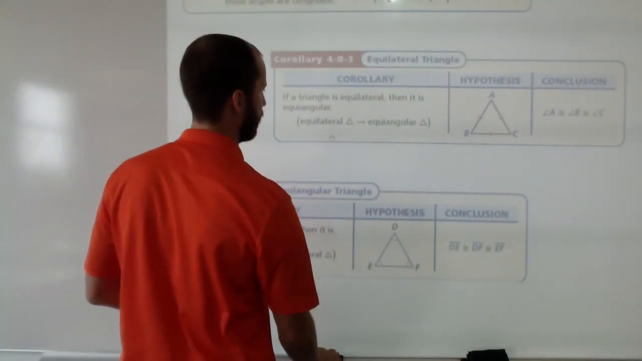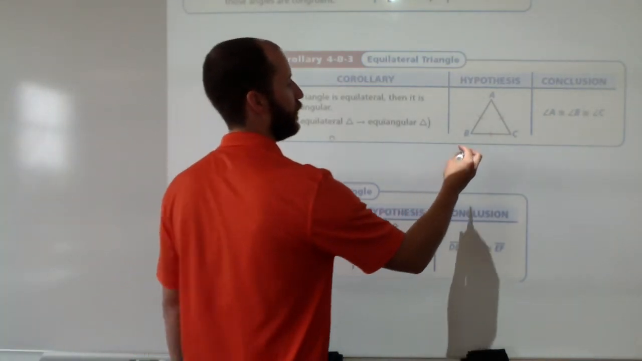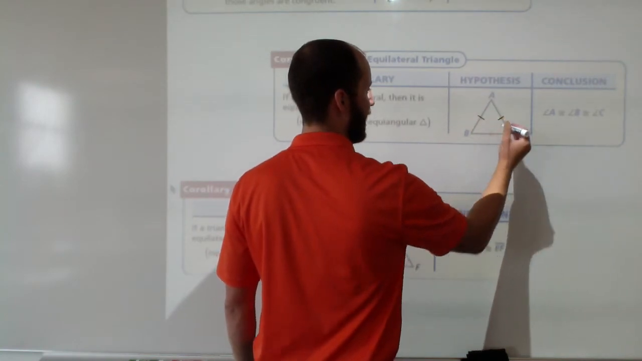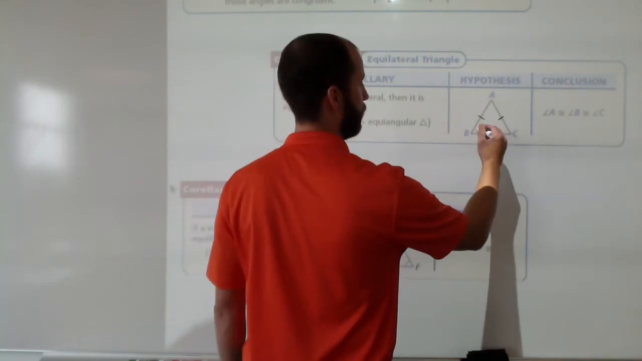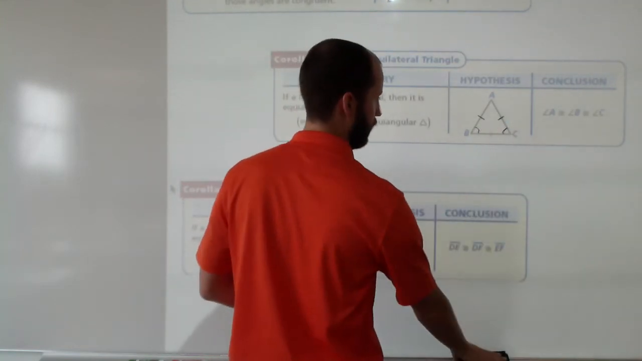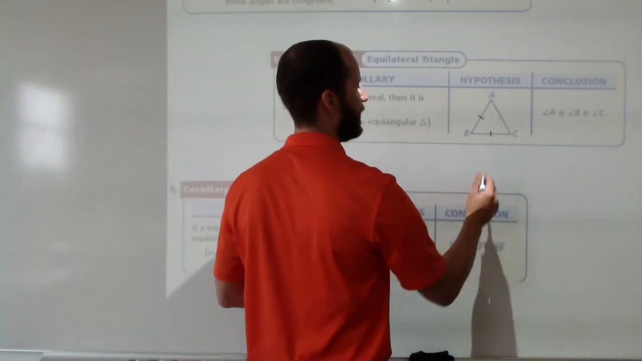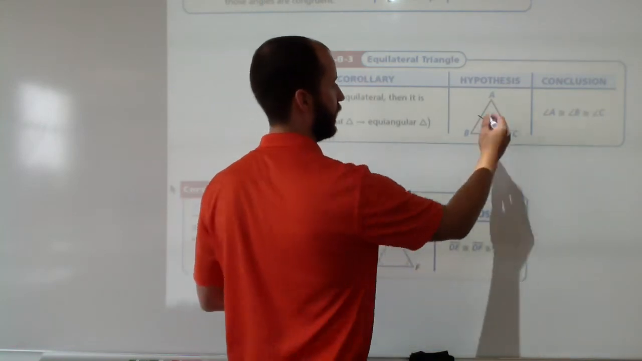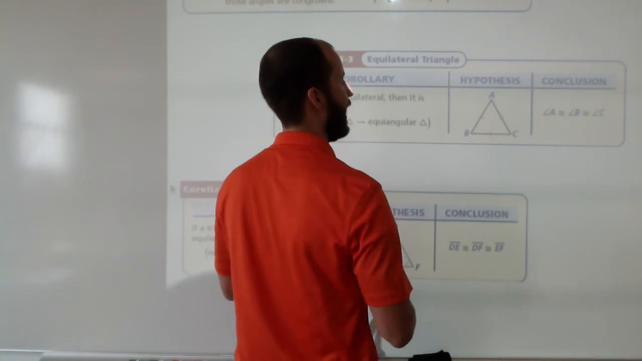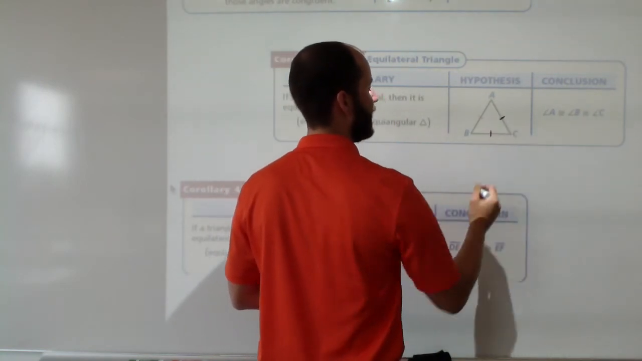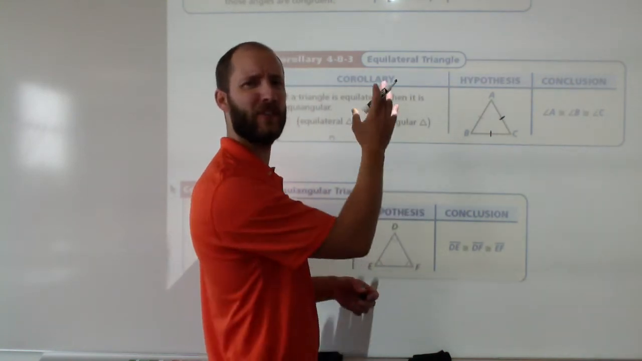All right, for an equilateral triangle: if a triangle is equilateral, then it's equiangular. Well, if you have AB and AC congruent to each other, by the isosceles triangle theorem, angle B is congruent to angle C. And if you have AB congruent to BC, by the isosceles triangle theorem, angle A is congruent to angle C. And if you have AC congruent to BC, by the isosceles triangle theorem, notice how I'm using the same theorem over and over again, that's giving me a corollary.